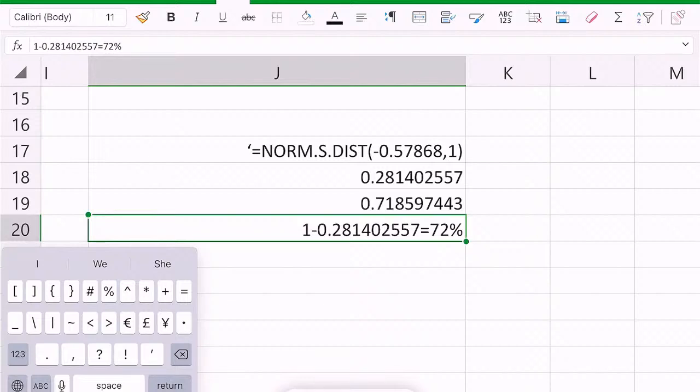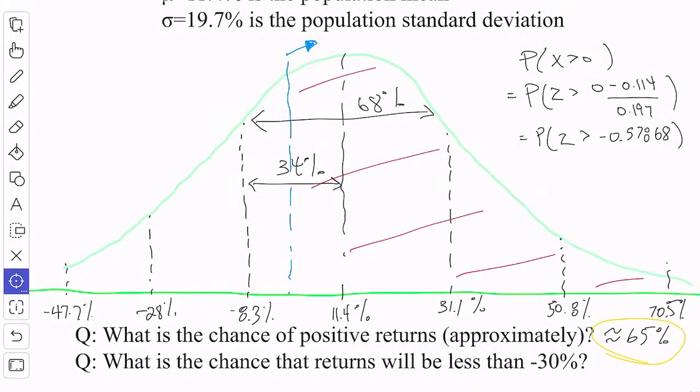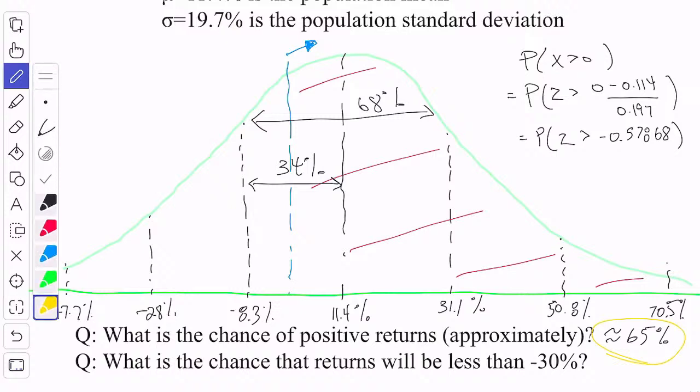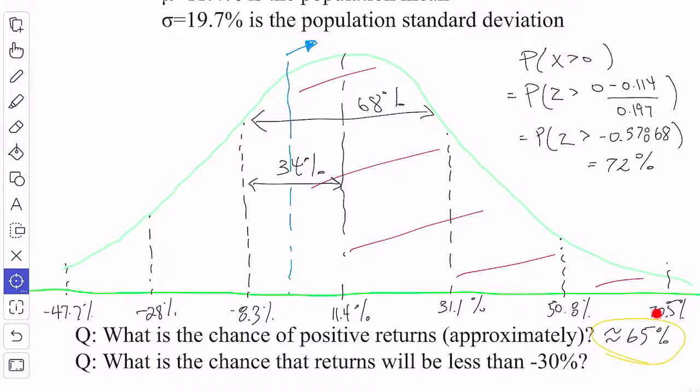Much higher than our approximation, so anyway. So the chance of positive returns is 72% of the values, right? So of the possible observations, assuming normality in the distribution, we estimate a high chance of a positive return, 72%. But just doing it with this graph is like some 65.